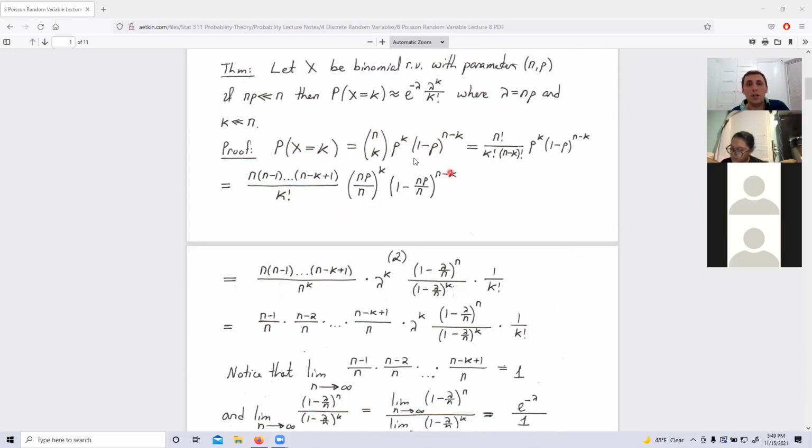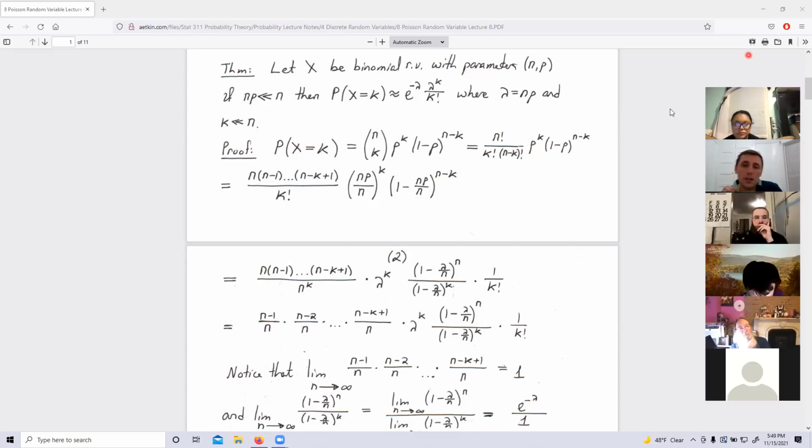Next, what do we do? We simplify it a little. So we can write n choose k as n factorial divided by k factorial, n minus k factorial. No trouble there. Next, I see a p. Where I see a p, I want to see the expected value. I want to see n multiplied by p.